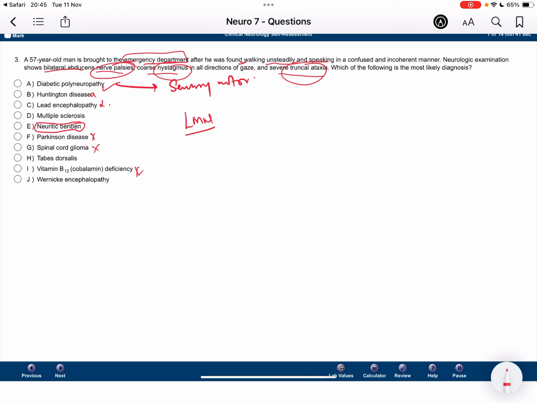Wernicke's encephalopathy is usually the presenting symptom for nerve palsies, nystagmus and truncal ataxia in a patient who is brought to the emergency department and has significant alcohol intake. That is one thing I will have to remember. Sometimes the examiners would be very tricky and will be testing Wernicke's encephalopathy in certain conditions.